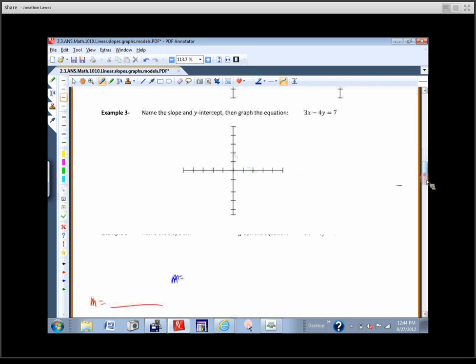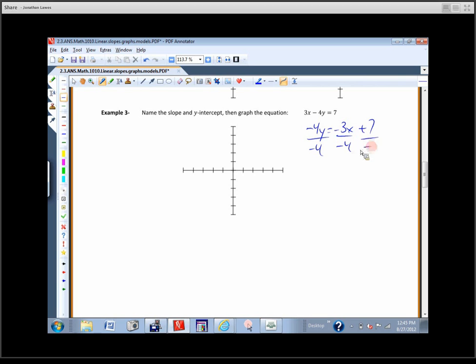Okay. So it says name the slope and the y-intercept and then graph the equation. What's wrong with this one? It's not in the right form. It's not in a really graph-friendly form, we'll call it. So we want to put it in one of those. This right now happens to be in what we call standard form. So I'm going to move the 3x to the other side by subtracting. And then I'm going to divide by -4.